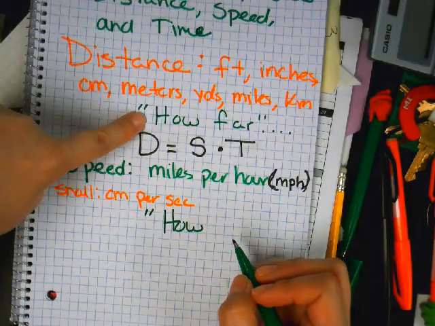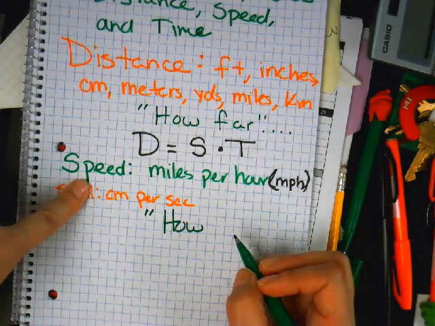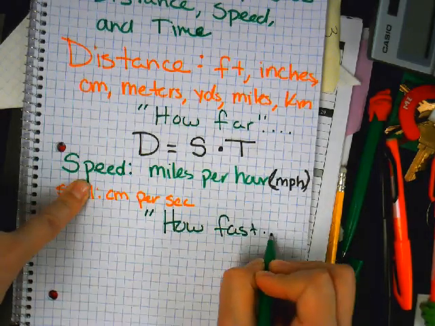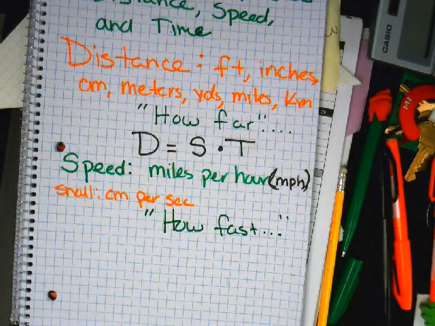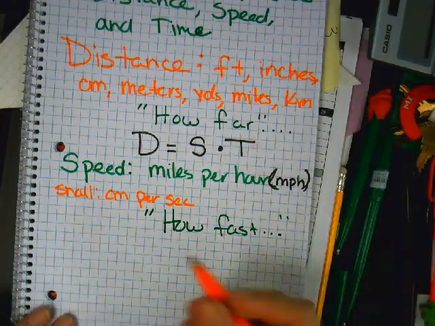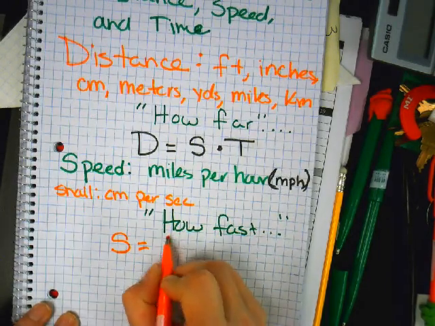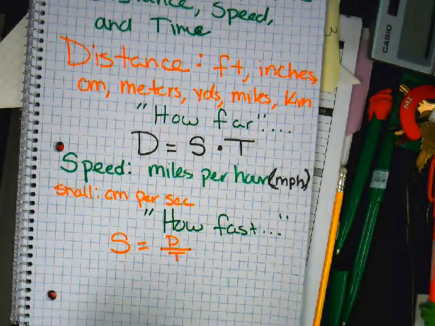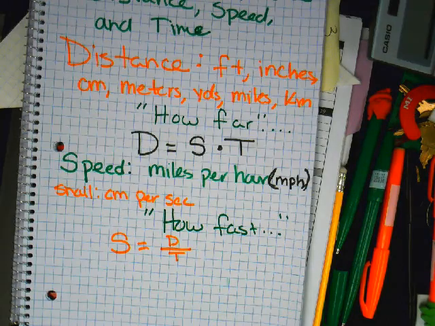How far is distance. But speed is how fast. So when you're reading a word problem and you're like, what am I solving for? And you read how fast, you're solving for speed. Okay? And the formula for speed is equal to distance divided by time. Distance divided by time will give you your speed. So I would measure how far the snail went. How many seconds did I observe it for? Did I observe it for 5 seconds, 10 seconds? I would take those two numbers and divide to find your speed.